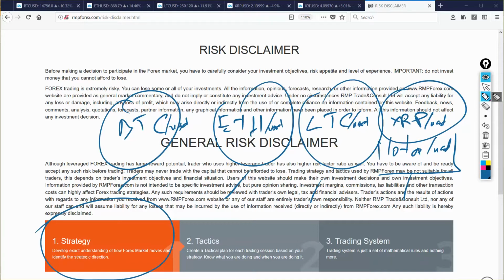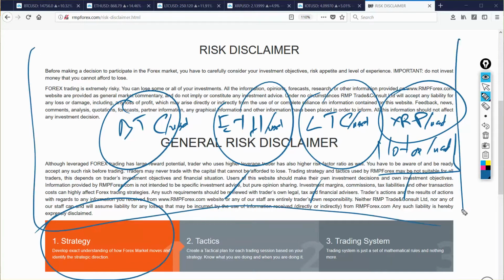Just before we proceed, read through the risk disclaimer. It is very important. If you need some more time, just click the pause button and read it through. And let's get straight into the charts.